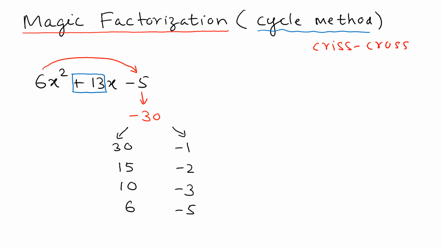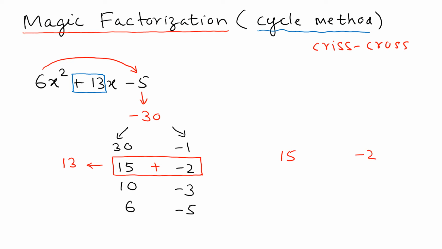Now the next step is to see which two numbers add up to 13. You can see 15 and negative 2 add up to 13. If you can quickly find those numbers, you don't need to write the rest of them. You only need that pair: 15 and negative 2. When you add them, you get 13. So our special numbers are 15 and negative 2.